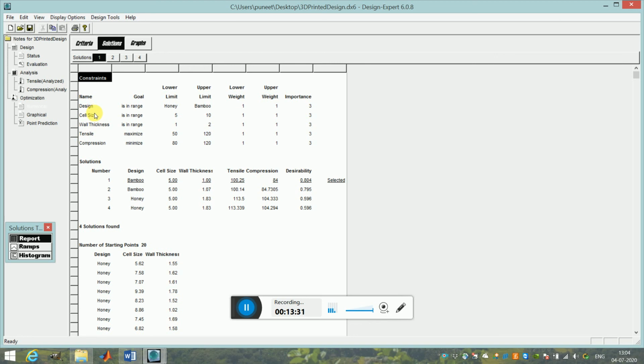So within the designs, within this cell size, within the wall thickness, I have said that I want maximum tensile strength and minimum compressive strength. Meeting these requirements, these are the four solutions which meet the requirements I have laid out here. So this is how you can do the analysis. This is, in a nutshell, the complete thing that you will be doing. Thank you.